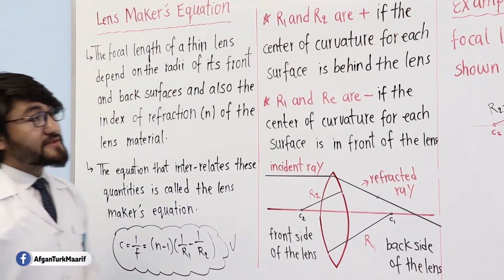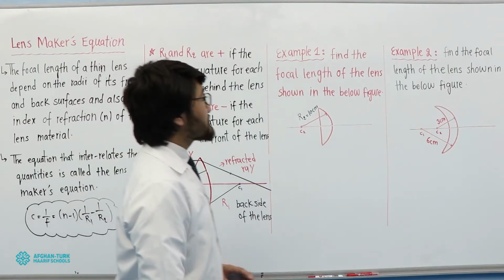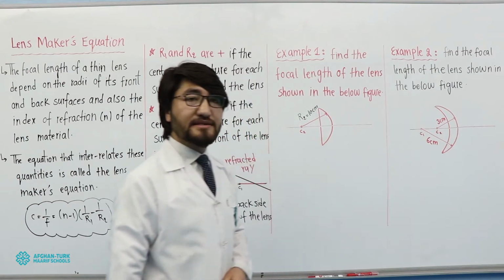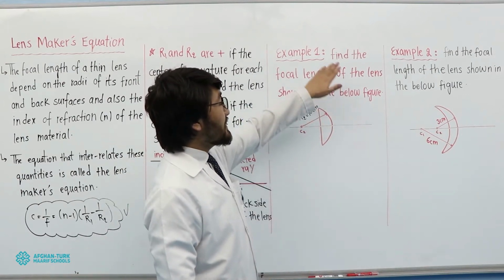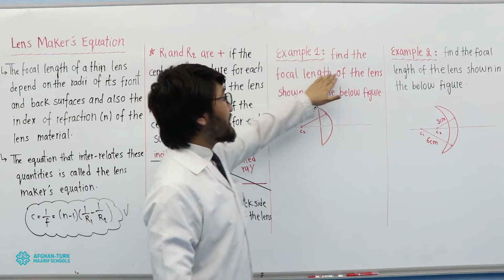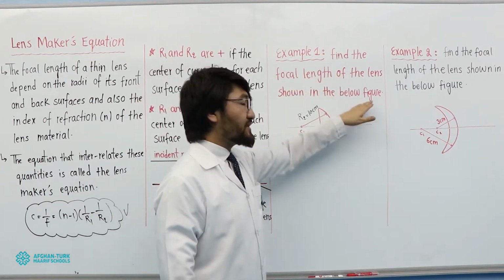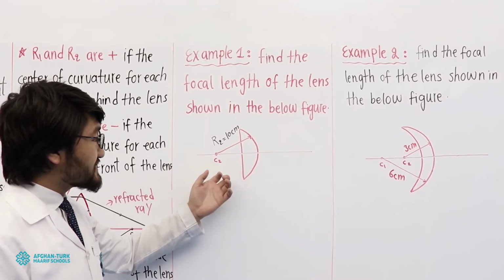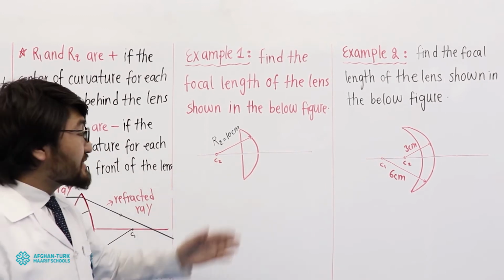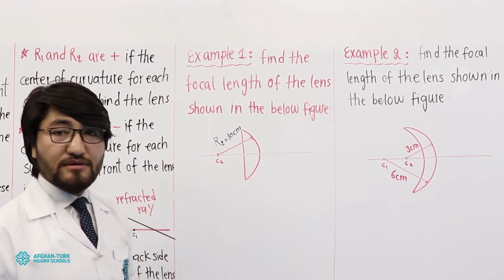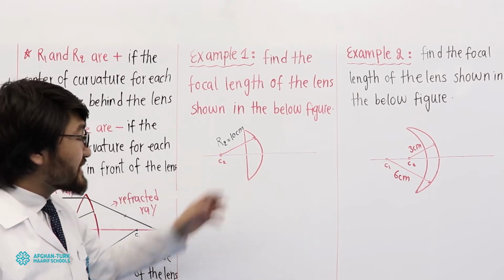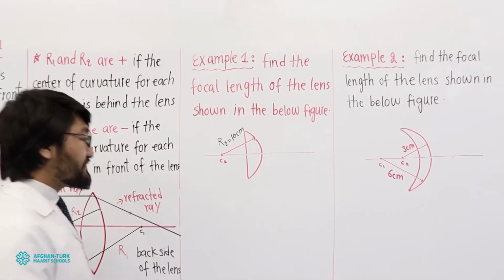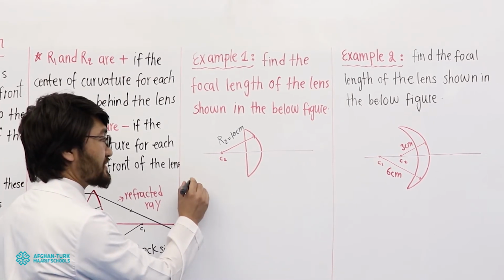Now let's solve a question about the lens maker equation. Find the focal length of the lens shown in the figure below. You see, this is a lens. This is a plano-convex lens. Now we find the focal length.